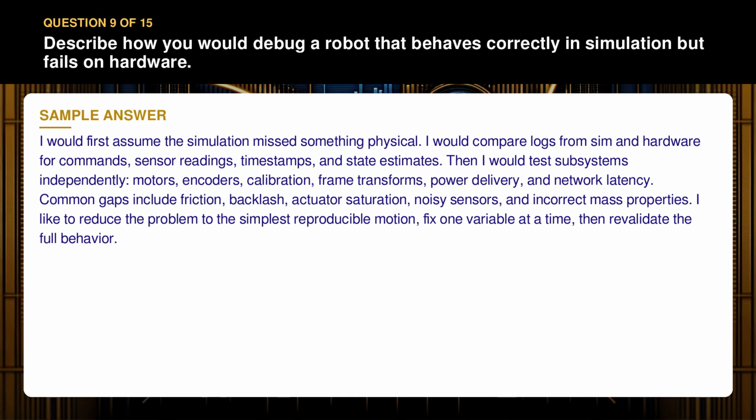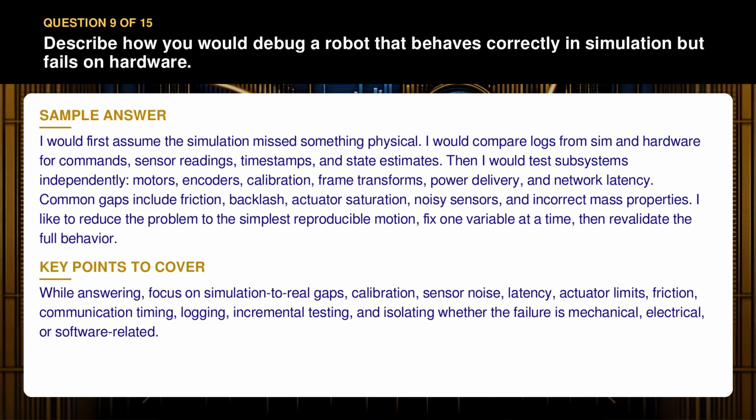I like to reduce the problem to the simplest reproducible motion, fix one variable at a time, then revalidate the full behavior. While answering, focus on simulation to real gaps, calibration, sensor noise, latency, actuator limits, friction, communication timing, logging, incremental testing, and isolating whether the failure is mechanical, electrical, or software-related.